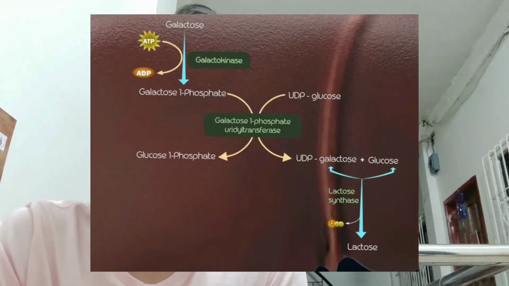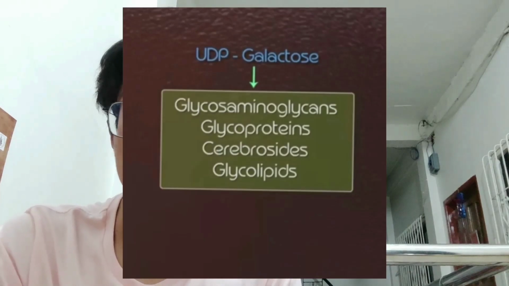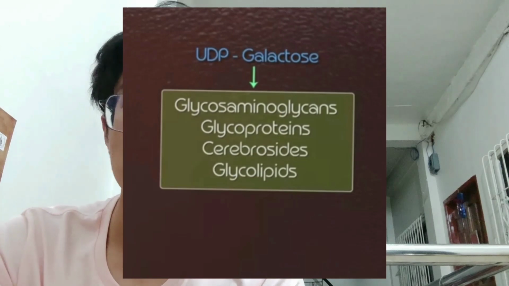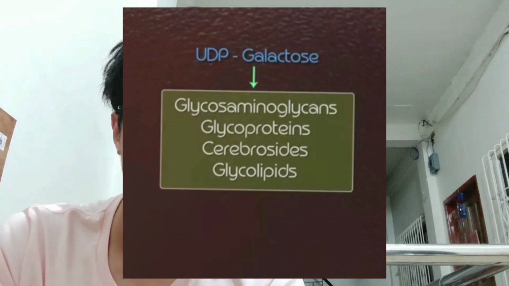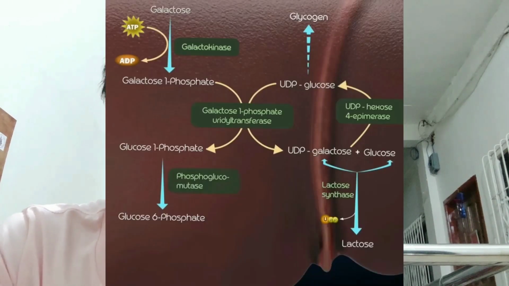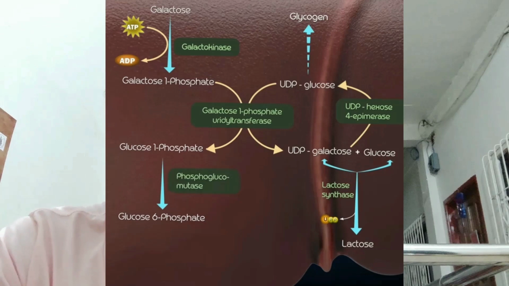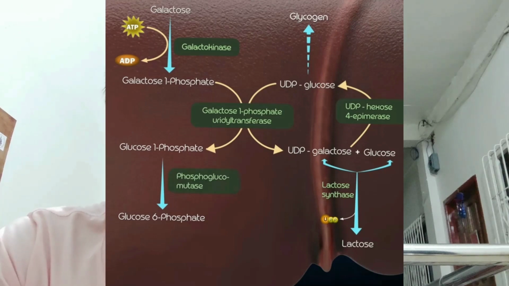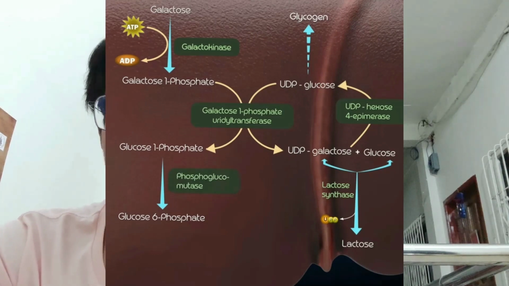UDP-galactose on the condensation with glucose gives lactose. UDP-galactose also produces glycosaminoglycans, glycoproteins, and cerebrosides and glycolipids. The remaining UDP-galactose is now converted to UDP-glucose, and this is used for the synthesis of glycogen. Glucose 1-phosphate is converted to glucose 6-phosphate and this enters glycolysis for the production of energy.